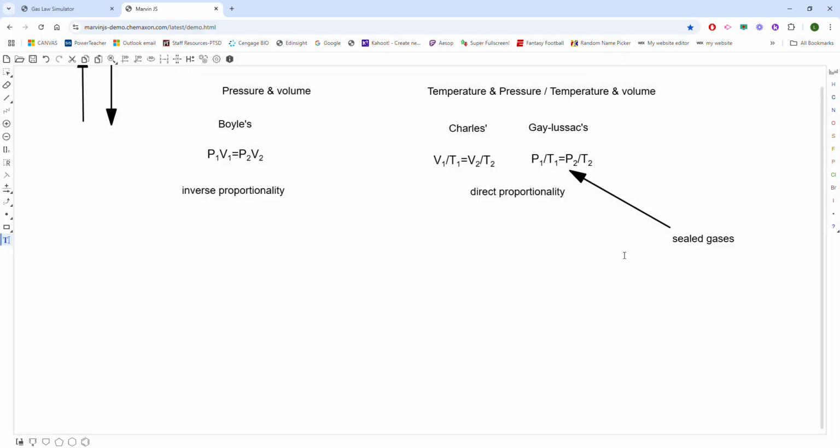What I mean by that is, let's say it's a syringe, I'm going to lock the plunger in place. It wouldn't be anything like a balloon where the gas is free to expand and change in volume with changing conditions. Gay-Lussac's law strictly deals with fixed volumes.